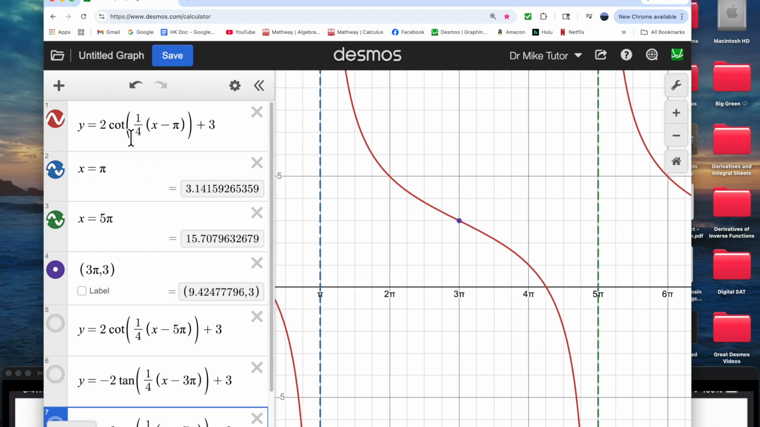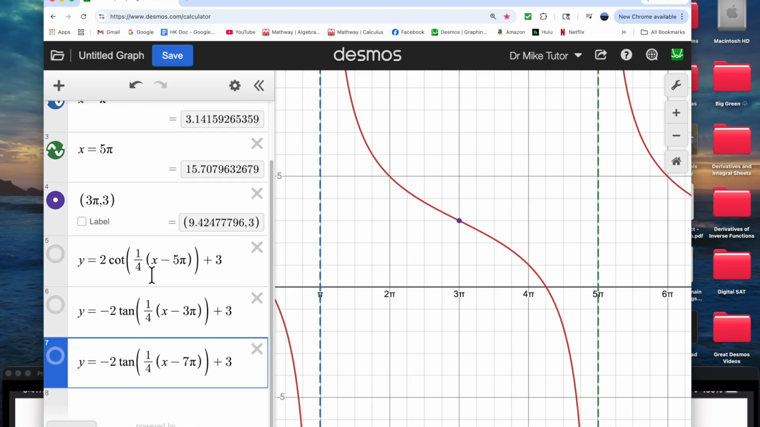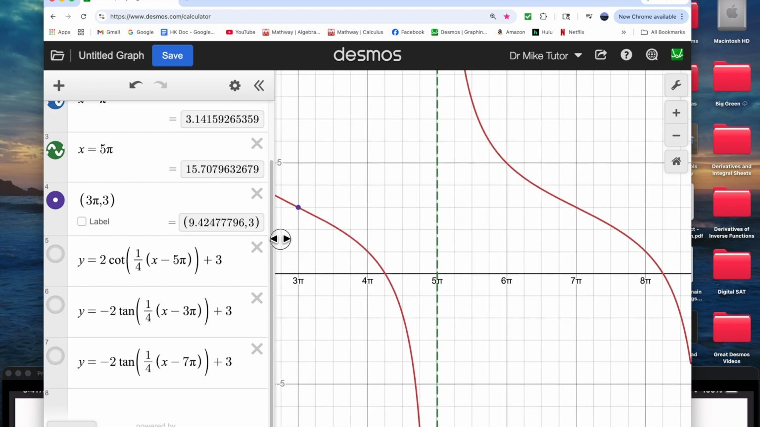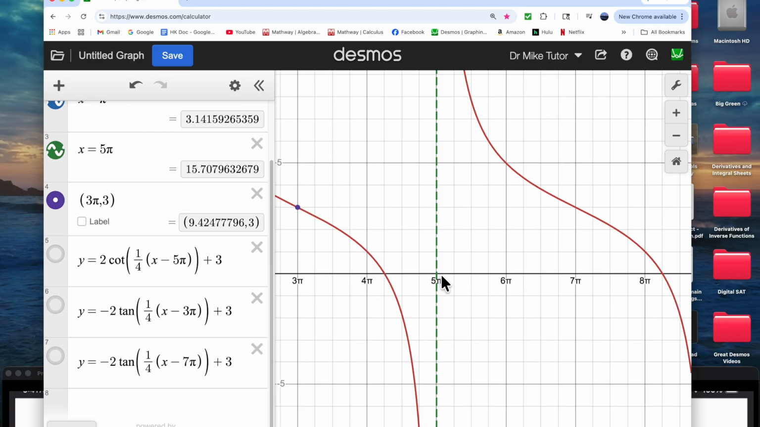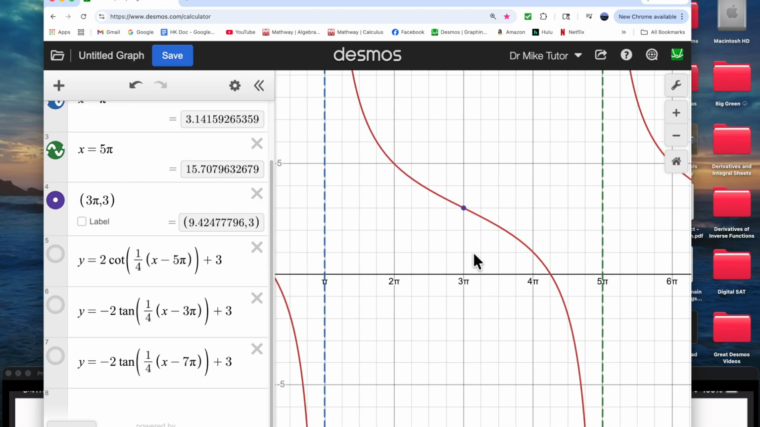So here's our original cotangent graph here. Trust me that the center was at 3 pi comma 3, and now we're going to change it to a minus 5 pi for the cotangent. That would be the first vertical asymptote here. And if we do that, we see the original function turns from red to black. So it's the same exact function.